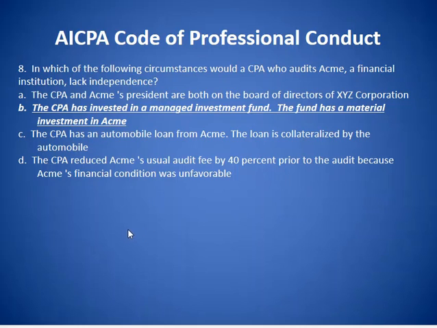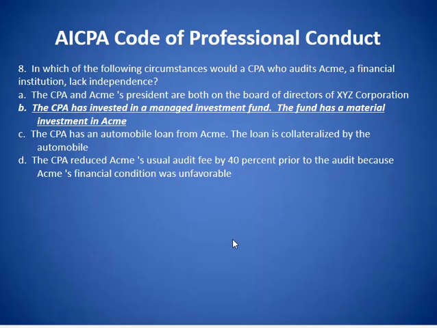D, the CPA reduced ACME's usual audit fee by 40% prior to the audit because ACME's financial condition was unfavorable. Again, this wouldn't be a violation of the code of conduct. A CPA can pretty much set their own fees for an audit, and if they, for whatever reason, are willing to take a hit, they can do that.